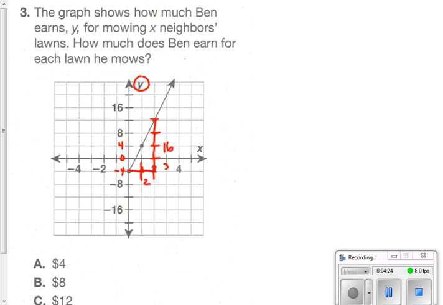So then it's rise over run. 16 over 2 reduces to 8. So it would be $8, option B. This will conclude lesson 8224.